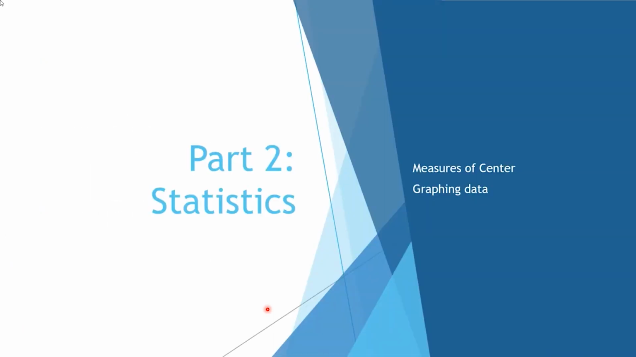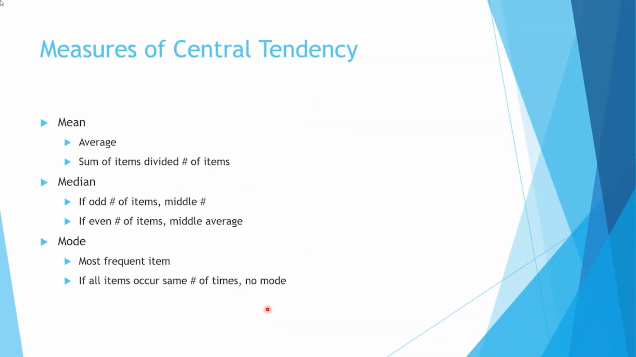All right, part 2, statistics. In these sections, it's pretty much an introduction, so it's just to get your feet wet with these different types of maths. So we're going to go over measures of center, or measures of central tendency, and then we're going to look at graphing data. All right, so here are the measures of center or measures of central tendency.